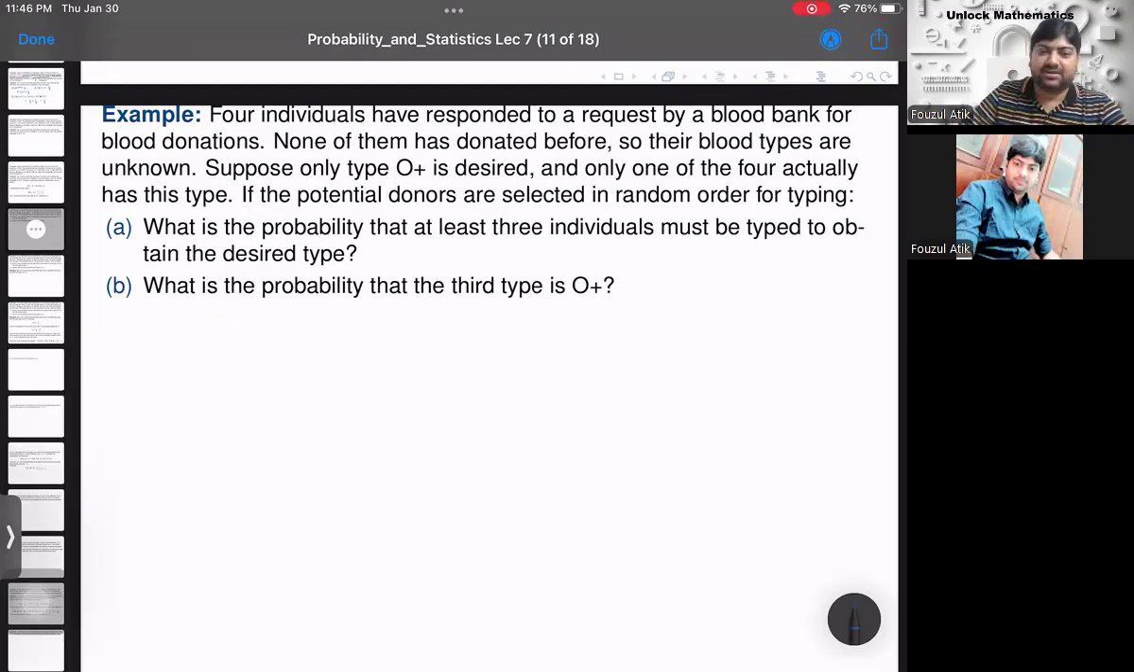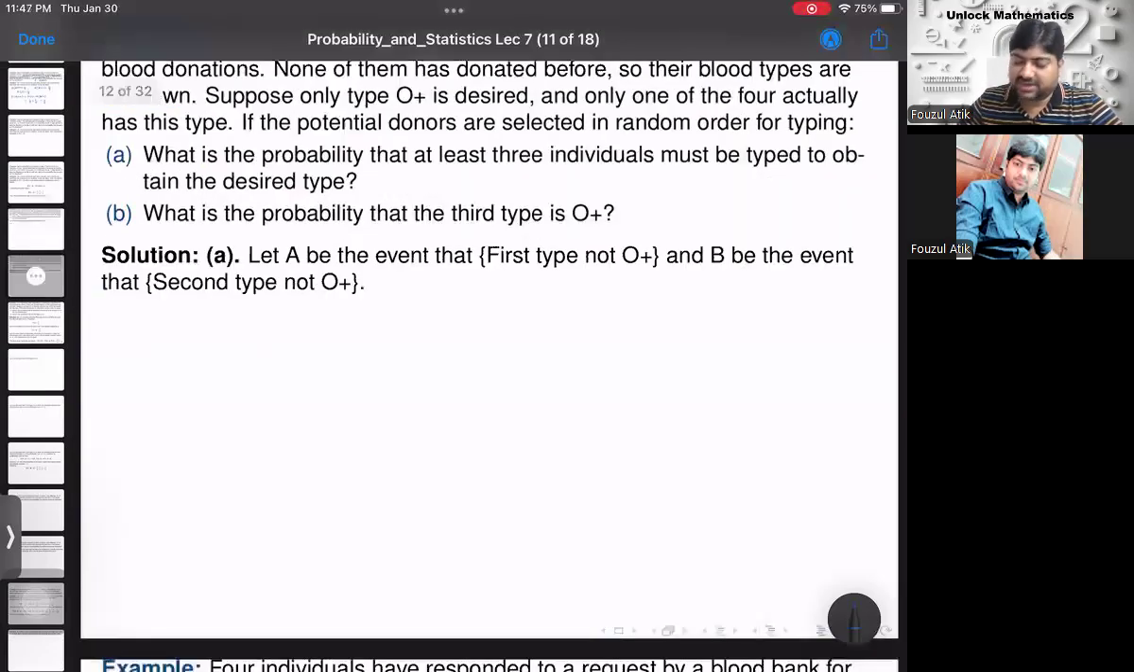So what is the probability that at least 3? That means one donor will come and that donor should not have the O positive blood. Then the next donor also will come. They will type the second donor and the second donor should not have the O positive blood. Then after that, in the third step or in the fourth step, you may get the desired person who has O positive blood, right? But in the first and second selection, you should not have it. That's what it means: the probability that at least three individuals must be typed to obtain the desired type, right?